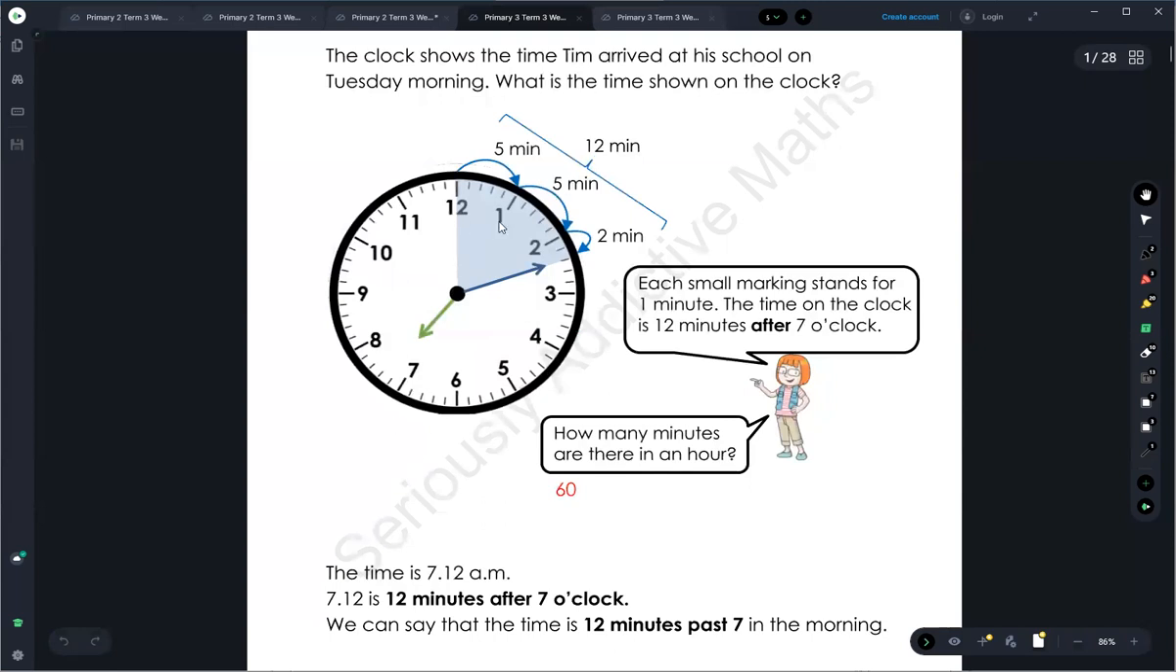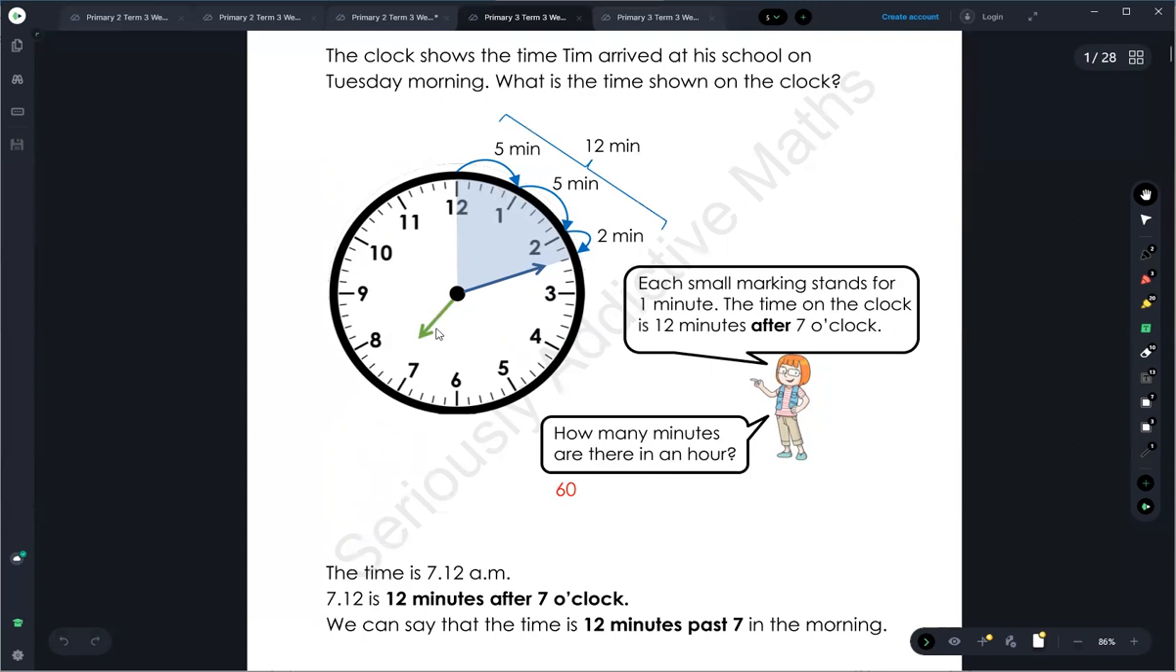So here, you can actually show them a clock, and I'll provide the link later on, which is the one that we use for P2 earlier this year. You can use that to teach in terms of how you calculate or how you count the time past the hour. Or you can just use this to illustrate.